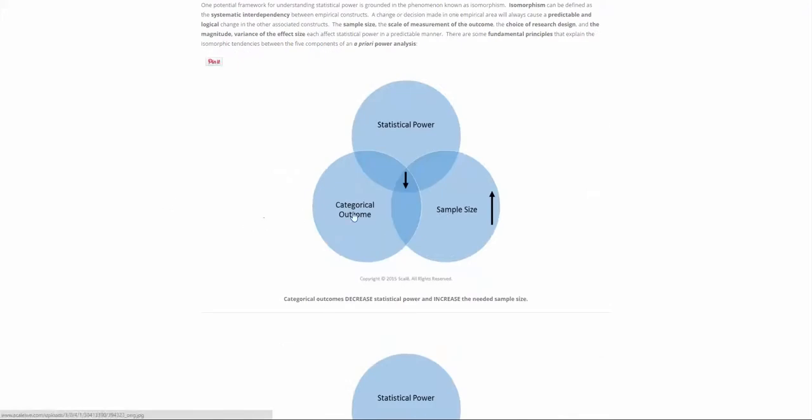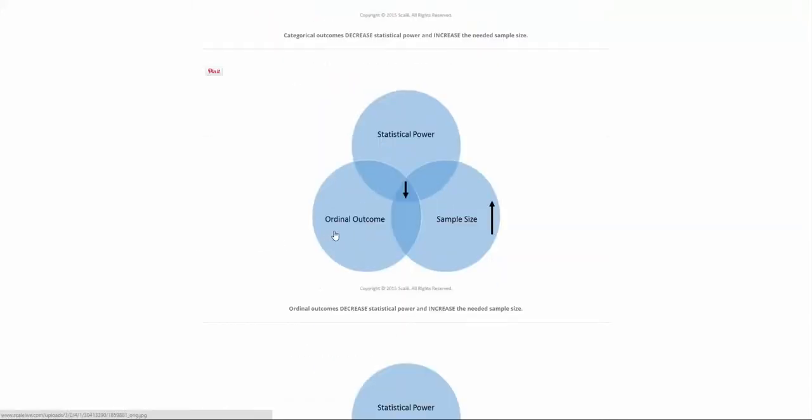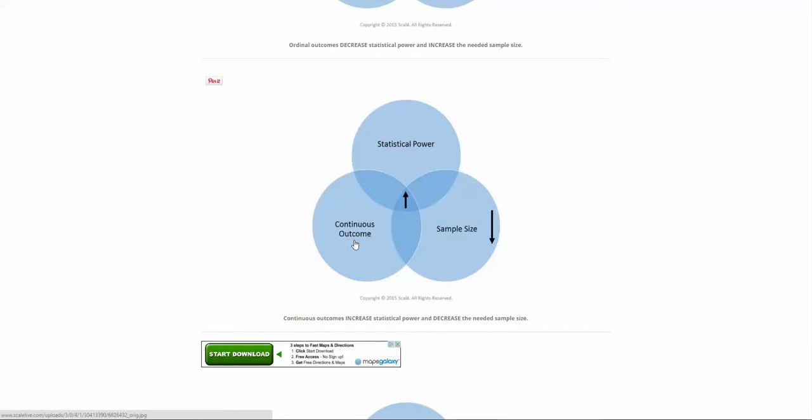When using a categorical outcome, you'll have decreased statistical power and increased sample size due to limited precision and accuracy in categorical outcomes. The same holds true for ordinal outcomes. They'll decrease statistical power and increase your needed sample size. However, with continuous level measurement, you have increased precision and accuracy, which increases your statistical power and decreases your sample size.